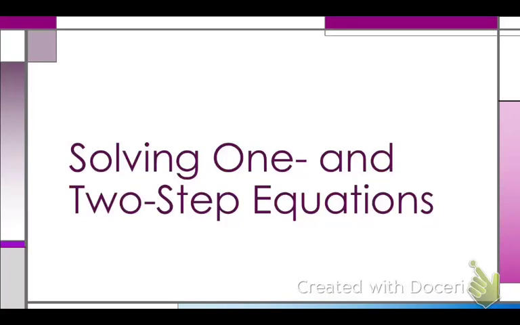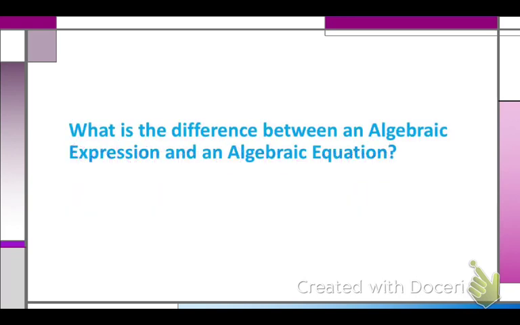Hi folks, welcome back. We are talking today about solving one and two-step equations. But before we get into solving equations, we need to remember the difference between an algebraic expression and an algebraic equation.